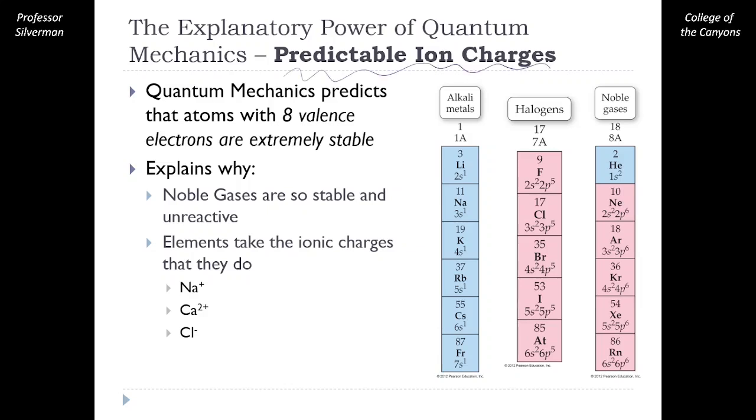This helps us to predict the charges of our ions. We can try to gain or lose electrons until we have 8 valence electrons. This is going to correspond to the amount of electrons that noble gases have. Sodium has 1 s electron as its final valence electron. If it can get rid of that electron and form a positive ion, now its outermost shell is empty. Its new valence shell underneath that will have that full 8, that full octet.